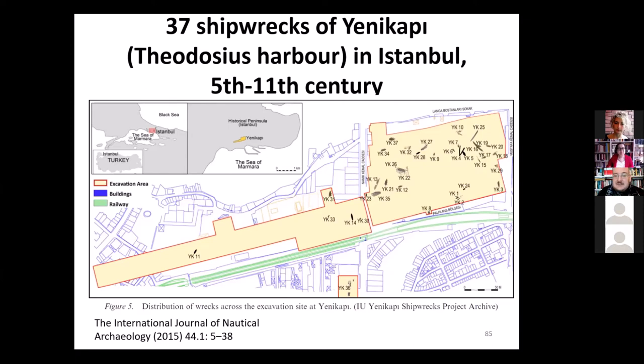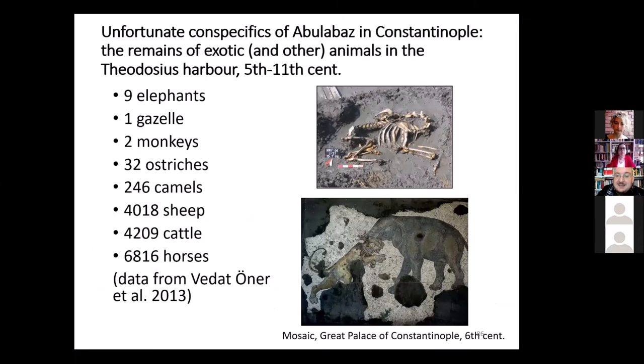We know that the plague arrived in Constantinople most probably via sea. And the biggest harbor at the time was the Theodosius Harbor, operational from the 5th century until the 11th century, which has been excavated in Istanbul in the last 15 years in Yenikapi, found during the building of an underground. There were 37 shipwrecks, but they also found here tens of thousands of bones of animals who obviously didn't survive the sea transport and were then thrown in the harbor basin.